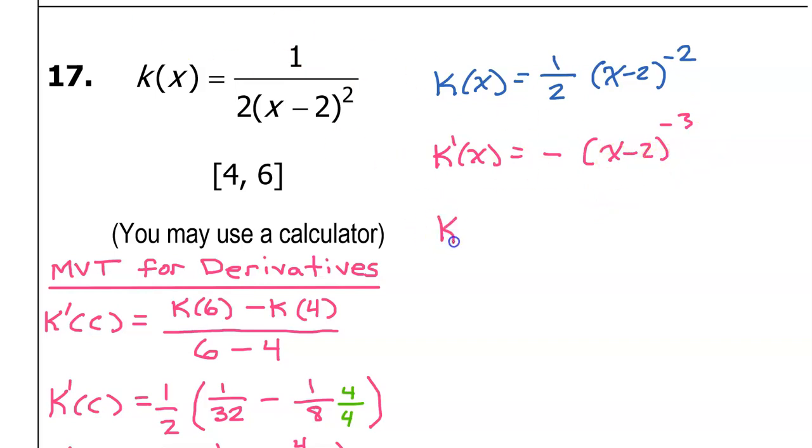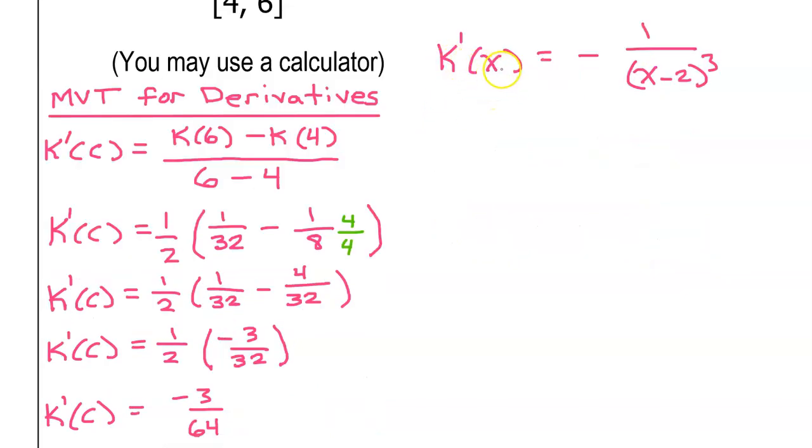Let's go ahead and write it without the negative exponent. So we have -1 over x minus 2 to the third power. This is k prime. If k prime of x is equal to -1 over x minus 2 to the third power, then k prime at c is going to equal -1 over c minus 2 to the third power. And k prime at c is equal to -3 over 64.